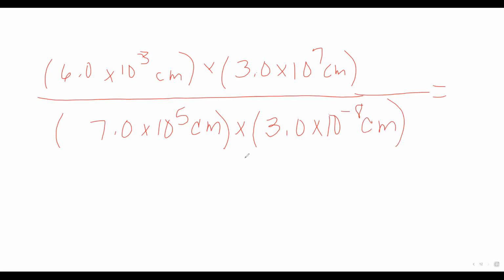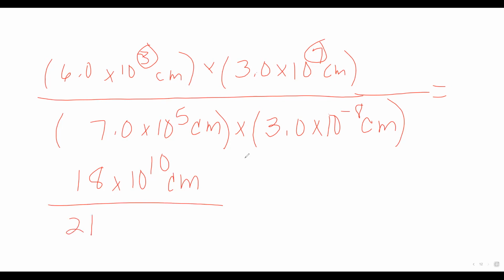So the math you do first: 6 times 3 is 18. We have 2 sig figs, but we don't care about that right now. And then we add the exponents, 3 and 7, so that's 10. That's the top one. The bottom one, we do the same: 7 times 3 is 21, and then we add the exponents, times 10 to the negative 3. That's centimeters squared both times, so you notice the centimeter squared is going to cancel once you do your math. So 18 divided by 21 is our next step. Clear?